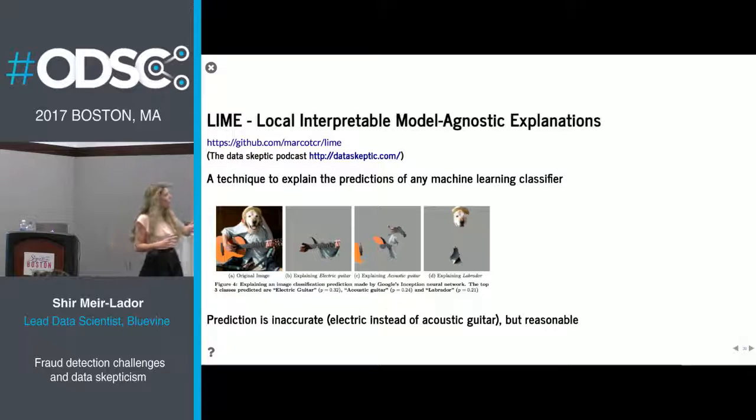Okay? So the second prediction it gave is an acoustic guitar, which is correct. And also you see the pixels that explain that are the part of the picture that shows us the acoustic guitar. And the third prediction was a Labrador. And the explanation is the Labrador face. So this totally makes sense. I mean, the prediction is not perfectly accurate, but the explanation makes sense. So this helps us believe that this classifier is good. So these are the 2 main usages for Lime, to understand whether a model is reasonable and to understand whether a model is bad.